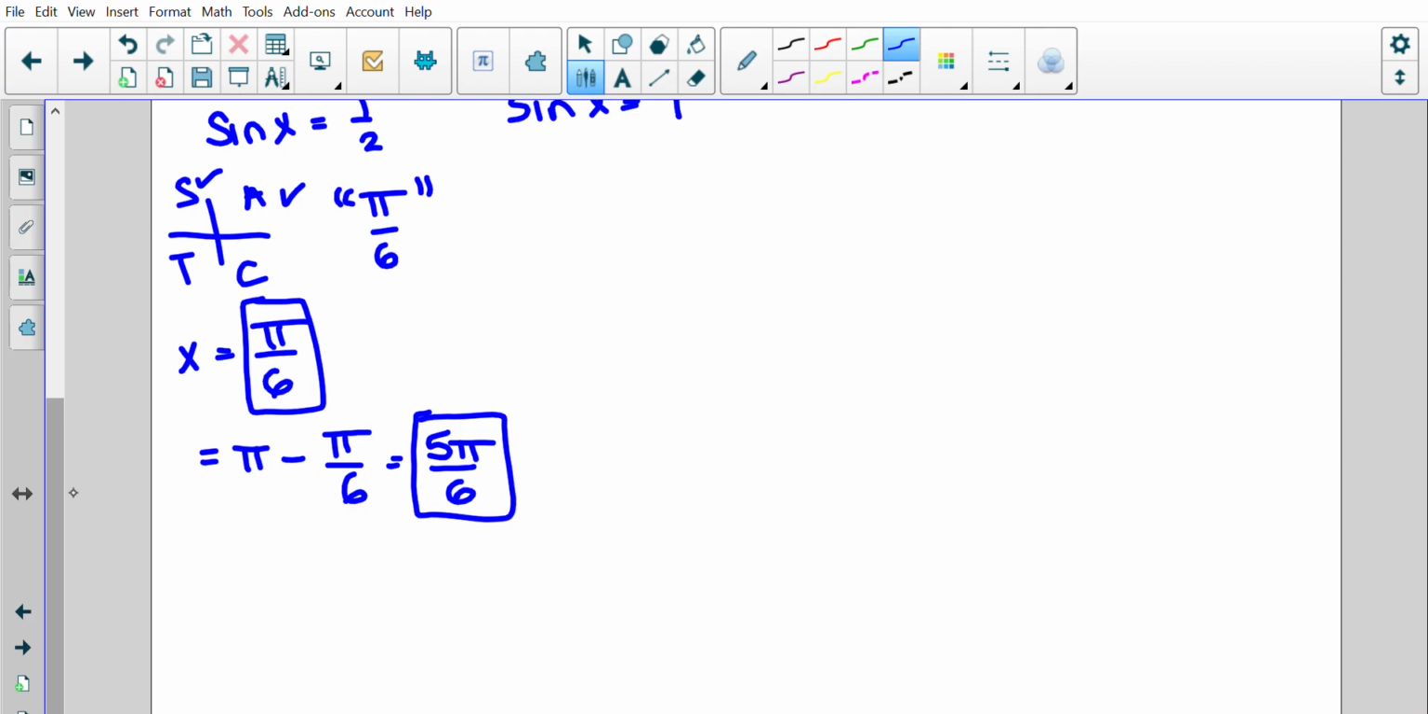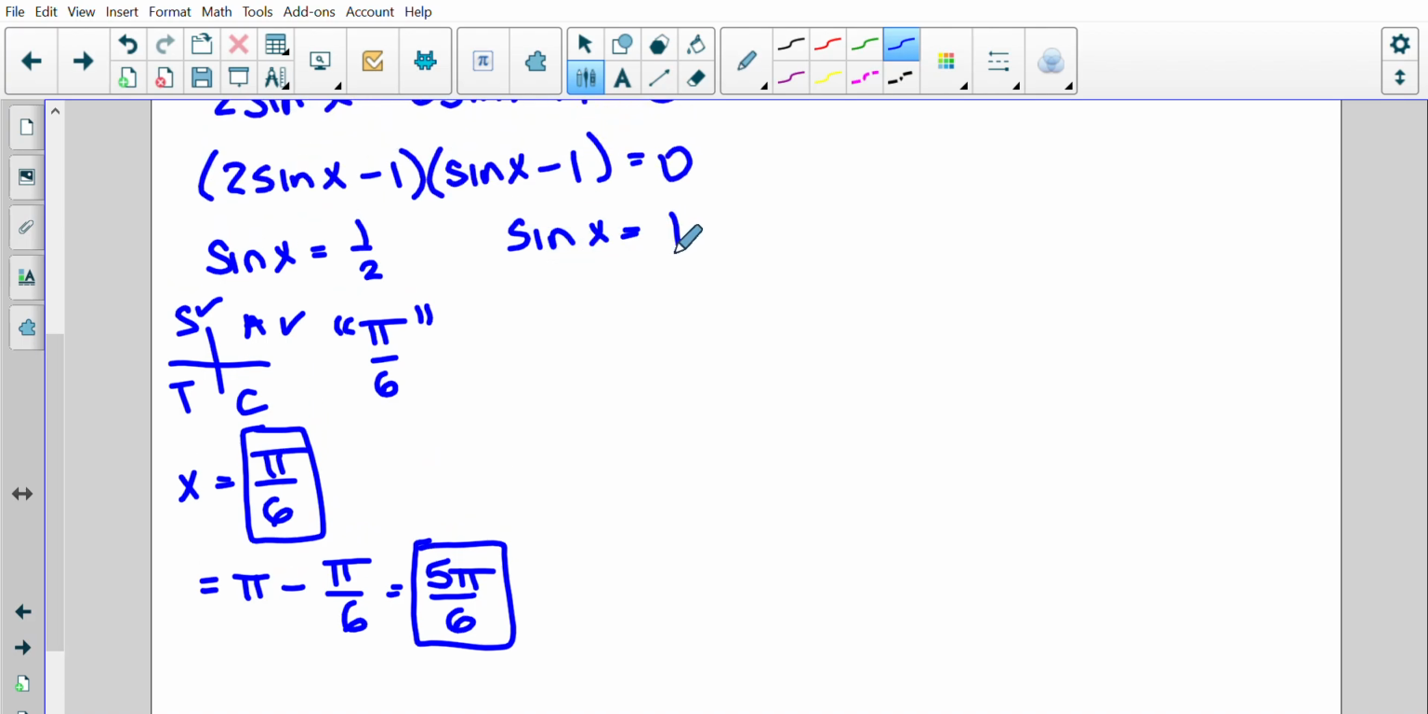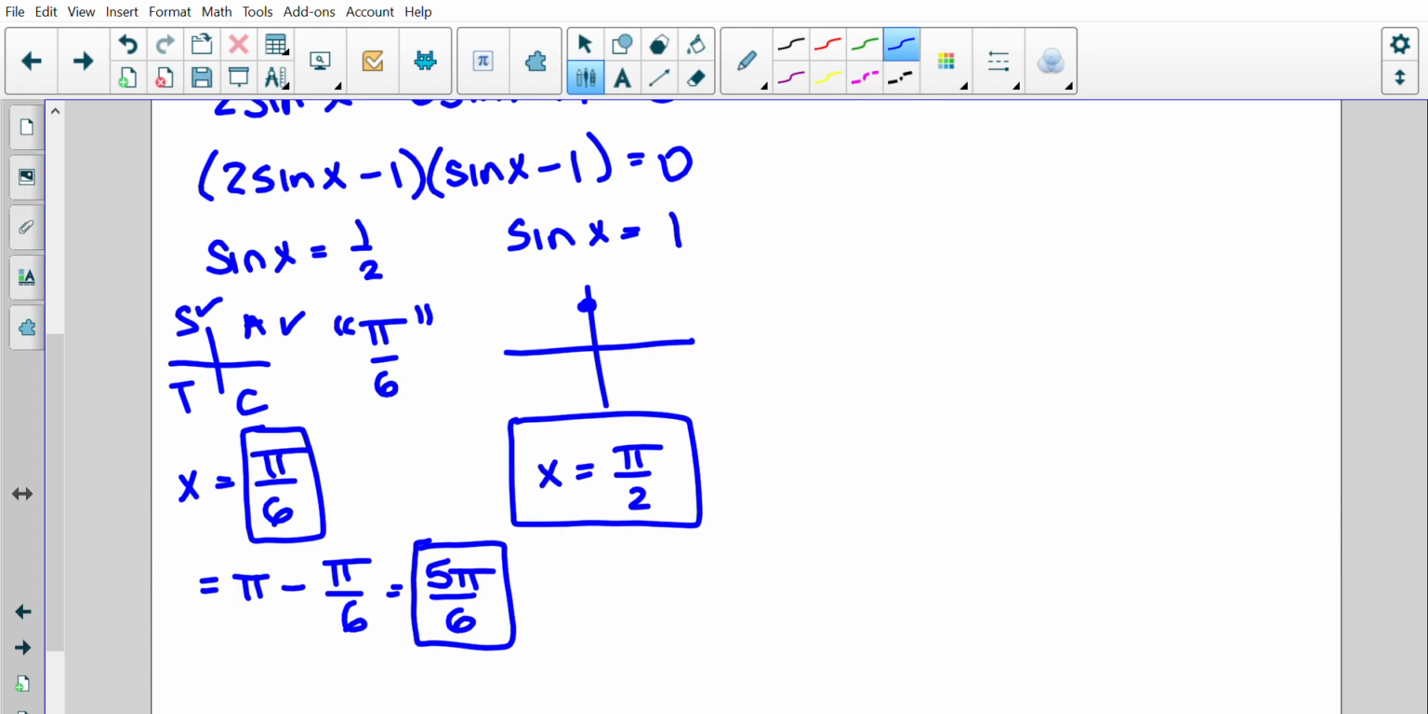But then we have the equation of sine x equals 1 to solve. So again, where sine x equals 1, we did this in previous examples, that is where x is pi over 2. And so all three of those would be our answers for this problem.